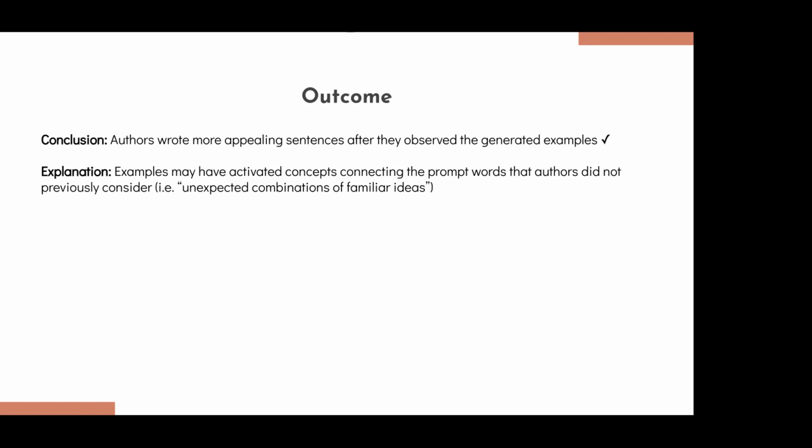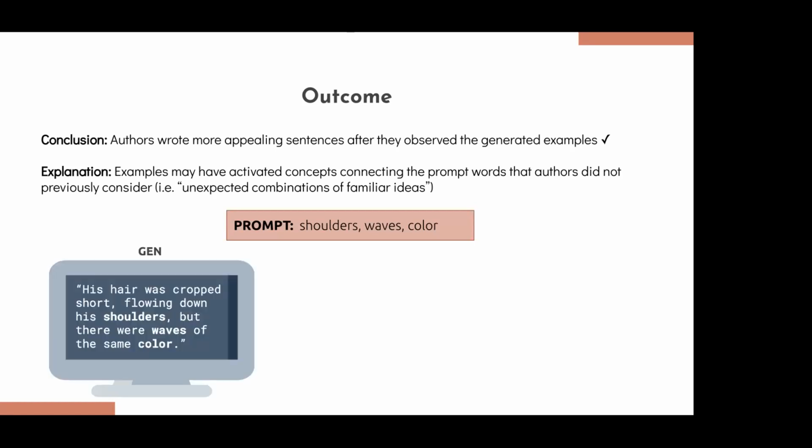So let me show you a concrete example. This actually comes from the resulting data. The prompt here was shoulders, waves, color, and people had to write an infilled sentence for that. This person wrote a sentence before seeing the generated example. I'm not showing that here, but in the post stage, they saw this generated example: "His hair was cropped short, flowing down his shoulders, but there were waves of the same color." That was automatically generated.